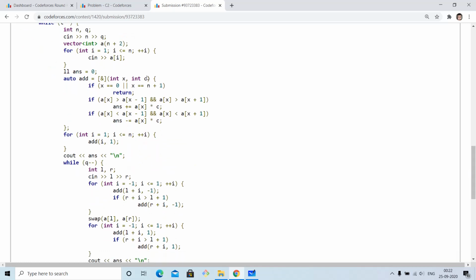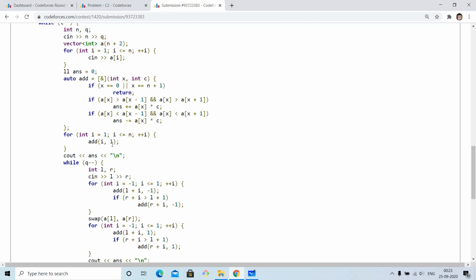So initially the answer will be 0. For each element, we will do this processing of n elements, and we'll check this using this add operation. We'll check whether it's contributing plus or minus or not contributing at all. What this add operation does is, at index x, it checks whether ax is greater than ax minus 1 and also greater than ax plus 1. If it is, it will add ax times c to the answer.